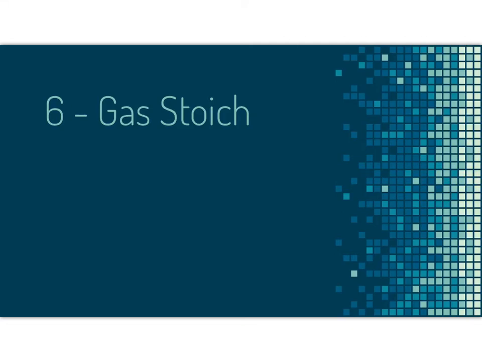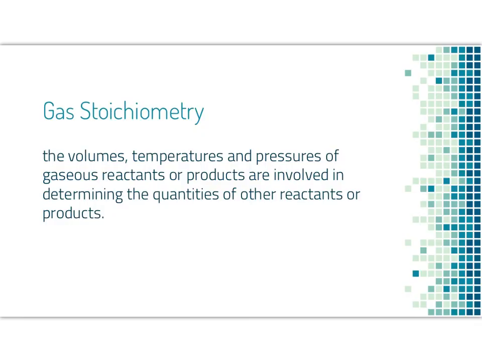Taking a look at gas stoichiometry here. Gas stoichiometry uses volumes, temperatures, and pressures of gaseous reactants or products. Again, gaseous meaning their state must be gas. So, gaseous reactants or products are involved in determining the quantities of other reactants.